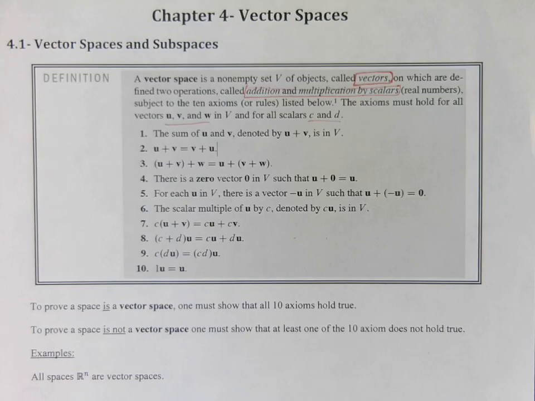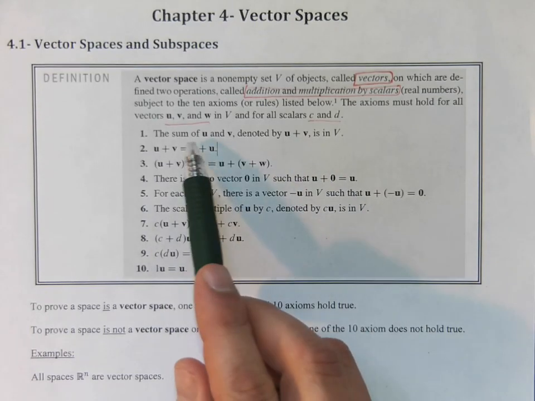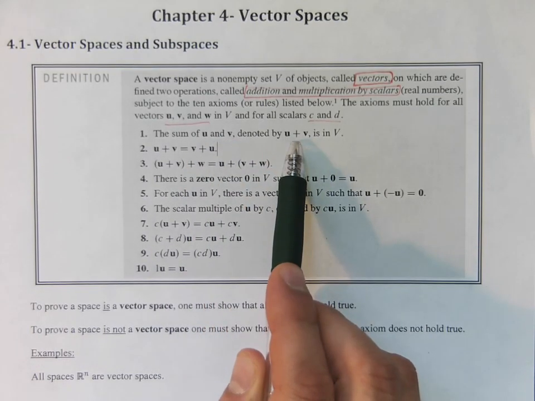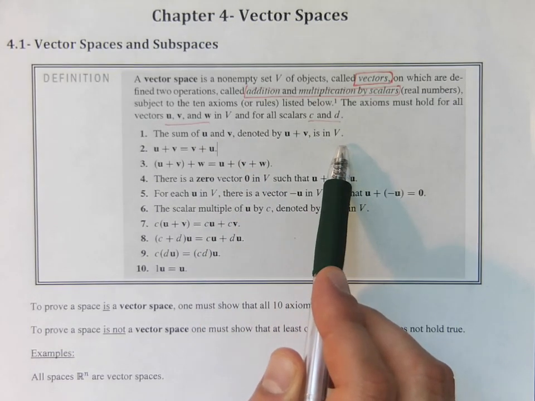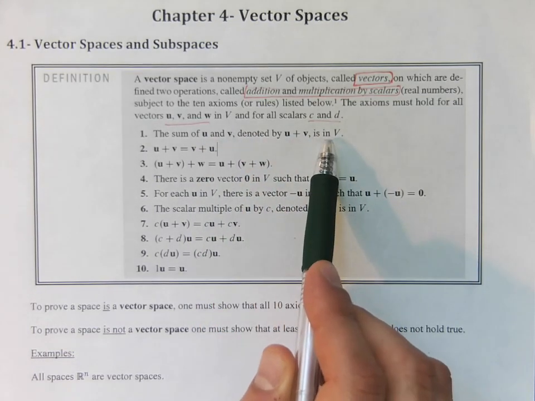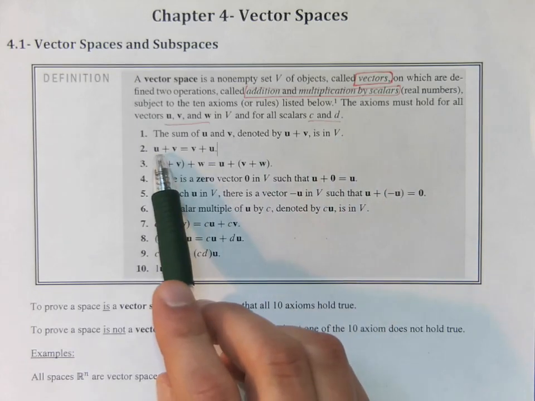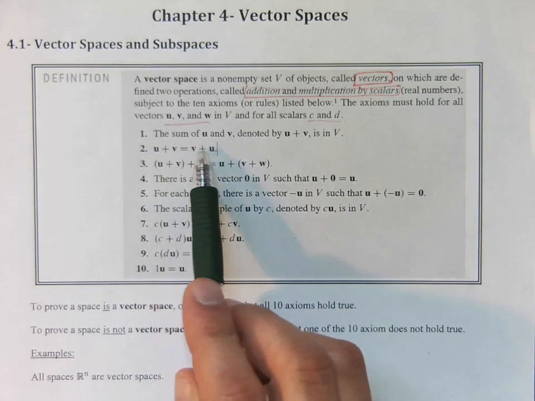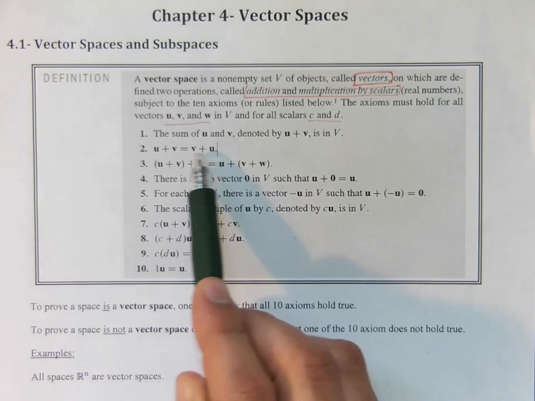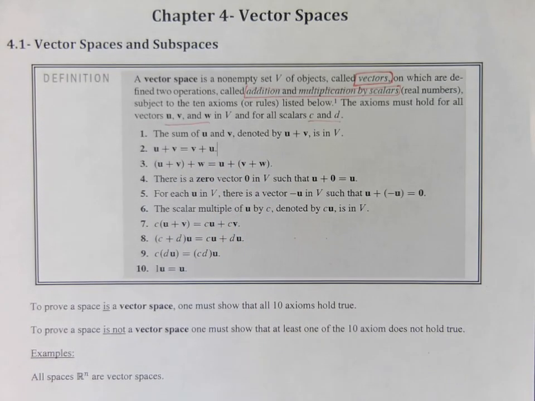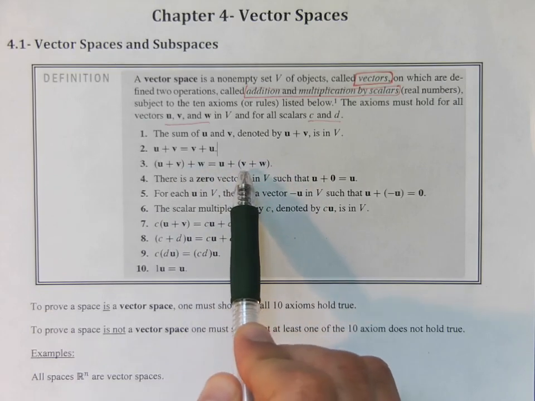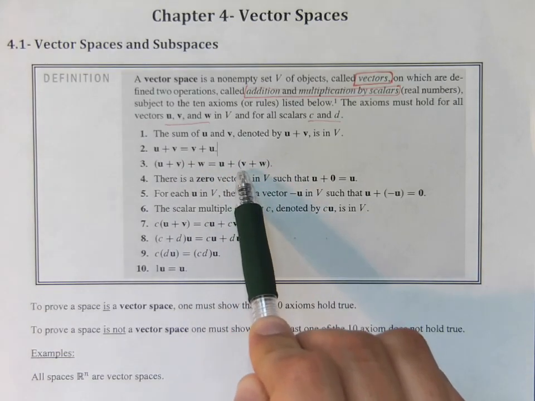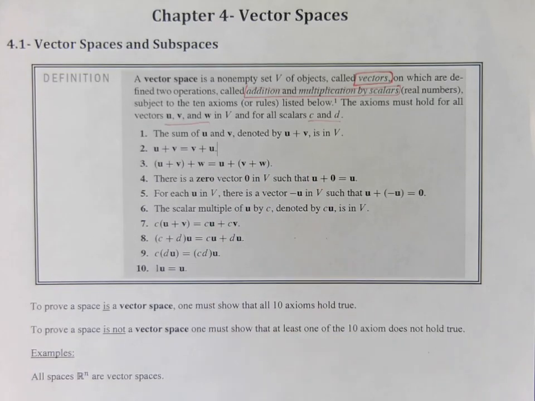The first property says when we have 2 entries, U and V, in the space, and we add them together, it's still in the space. This is closed under addition. The second property says we can change the order in which addition takes place, so U plus V equals V plus U. Number 3 tells us we can change the way things are grouped when we add them together. This is the associativity property.